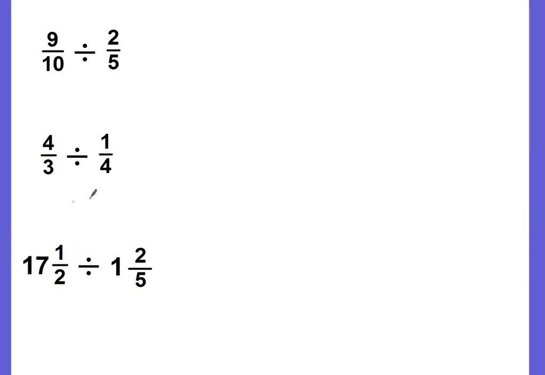Okay, so let's do some practice problems. For every problem you have, you should be writing LCR, leave, change, reciprocal. Then you're going to rewrite your expression using LCR. We leave the 9/10 alone. We change the division to multiplication. You can use the X, but try to get in the habit of using the dot for multiplication. And then the reciprocal of 2/5 means you flip it and write it upside down like reciprocal Fred, and it becomes 5/2. Now you have a good old multiplication problem.